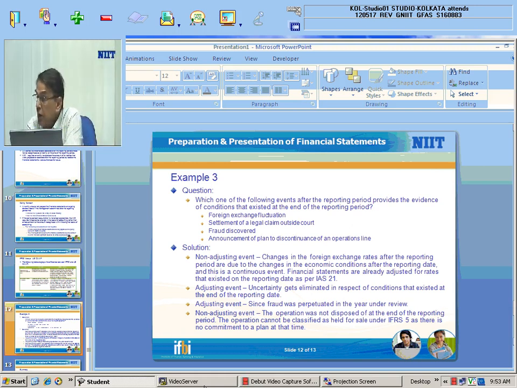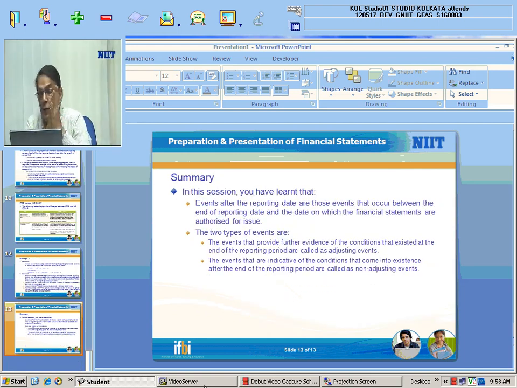The operation was not disposed of at the end of the reporting period. The operation therefore cannot be classified as held for sale under IFRS 5 as there is no commitment to a plan at that time. So this is a non-adjusting event. These are the four examples we have looked at. With this, we'll conclude the session on events after the reporting date, how they are to be treated and all that.